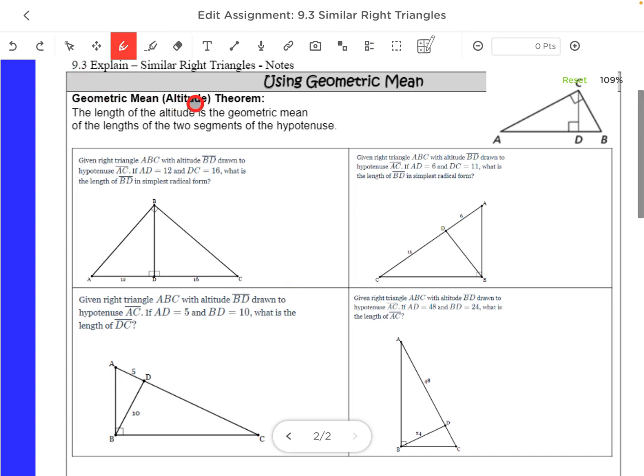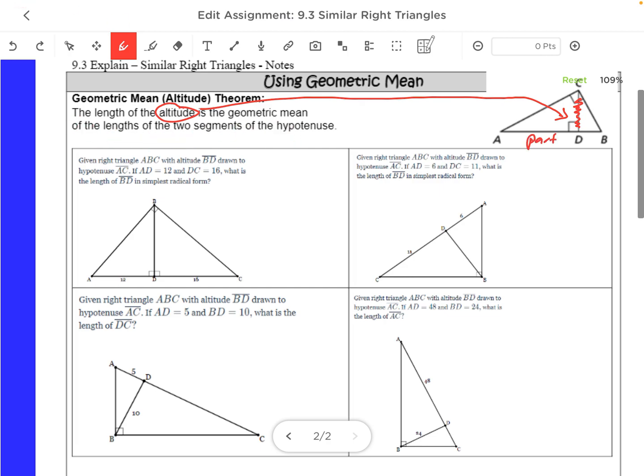All right, so the geometric mean theorem. What that tells us is the length of the altitude is the geometric mean of the lengths of the two segments. So now imagine we're trying to find this. That's the altitude, right? Here's how we calculate it. We're going to see the two segments of the hypotenuse.